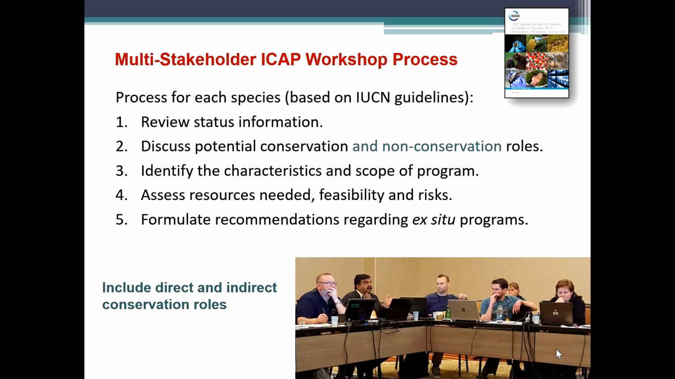And we also talked a little bit about both direct and indirect conservation roles. Direct conservation being the most important, but there might be cases where indirect conservation could be an additional role, for instance, through graphics and public awareness and education for those zoo exhibits, or contributing resources and expertise to in situ conservation efforts. But these would be ones where you wouldn't necessarily need the species directly in captivity to make those contributions.